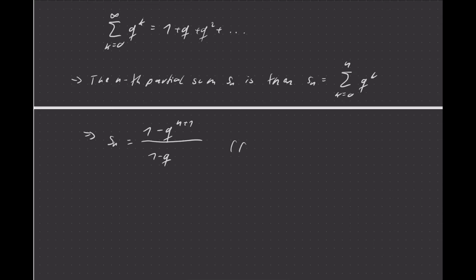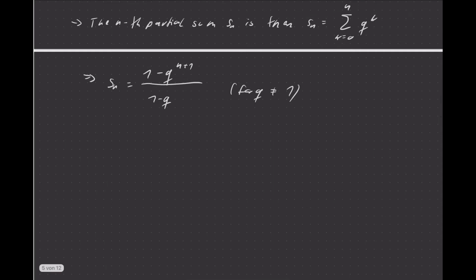Now, of course, that only holds for q not equal to 1. If q is equal to 1, then what we're doing is we're summing up 1, 1, 1, 1, 1, 1, 1, and of course that will never converge. So we have handled that case already. For the others, if we look at this expression here, this 1 minus q is a constant.